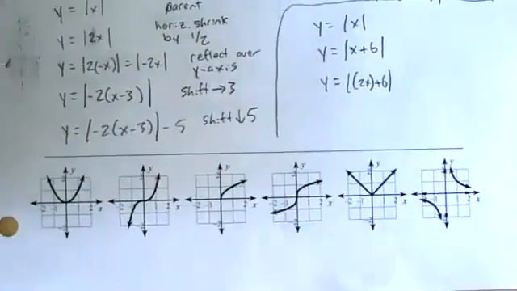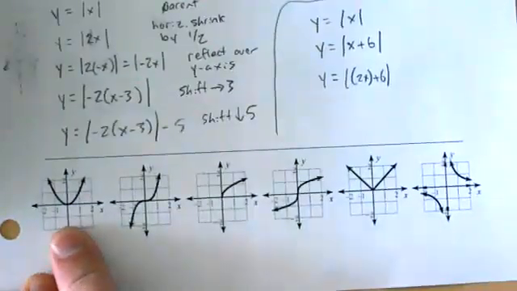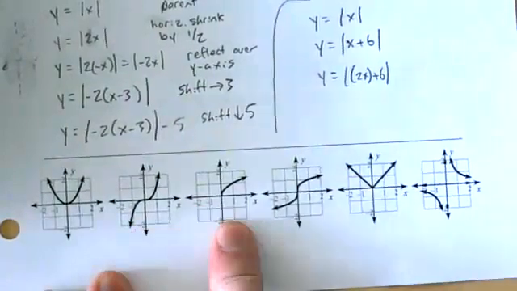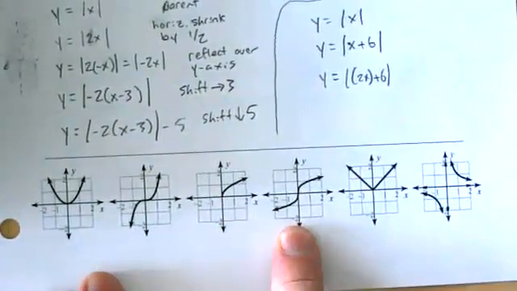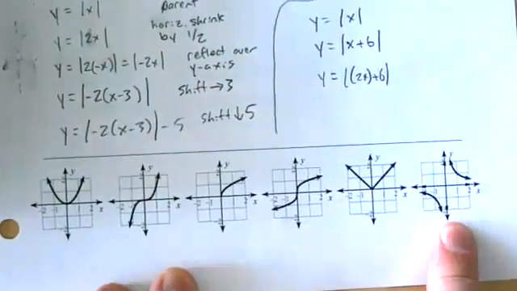I did not write the names of them, but I'm hopeful you know the names of all of these. What's this first one called? Quadratic or parabola. The second one, it's cubic. This one, square root, and this is a cube root. We've got absolute value and reciprocal.